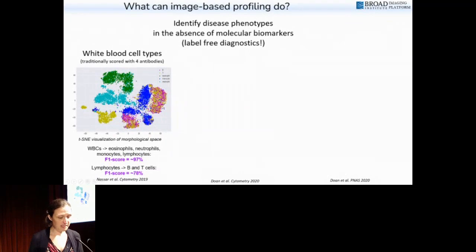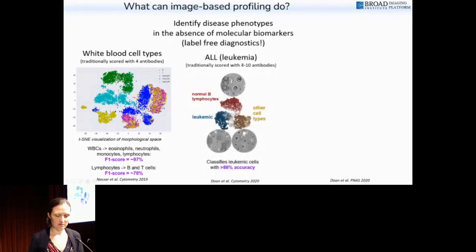And furthermore, we could separate B and T cells, which normally the clinicians can't detect the difference by eye very well. We can even do a halfway decent job distinguishing those. So then we got greedy and did the exact same thing in another domain with leukemia. In ALL, these children with this type of cancer, traditionally they'll have 4 to 10 different antibodies, this whole antibody panel to label all the different CD markers on the cells and figure out whether the cells are leukemic or whether there are other normal lymphocytes and other cell types that are supposed to be there. And again, with just this bright field imaging alone, we could classify leukemic cells with pretty high accuracy.